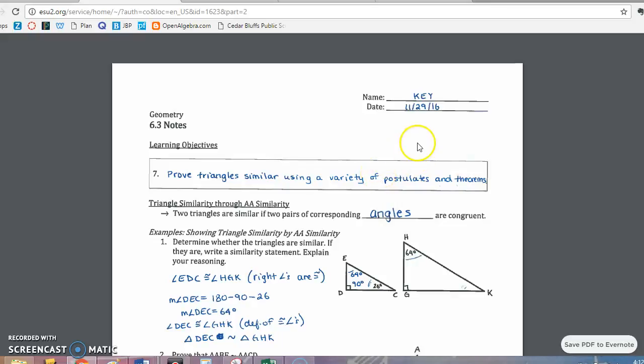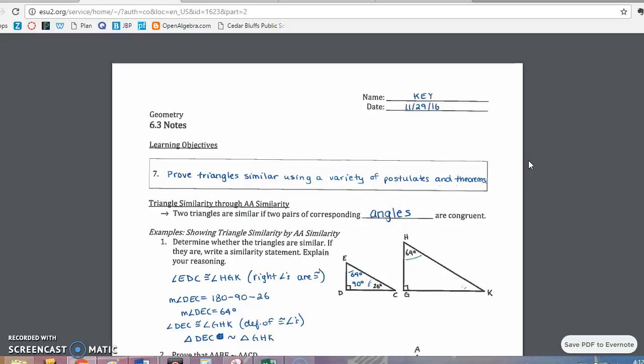Okay, welcome to 6.3 Notes. Today's learning objective is to prove triangles similar using a variety of postulates and theorems. So the first thing that we're going to talk about here is triangle similarity through angle-angle similarity.